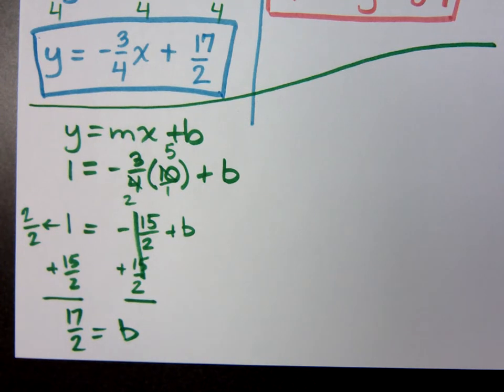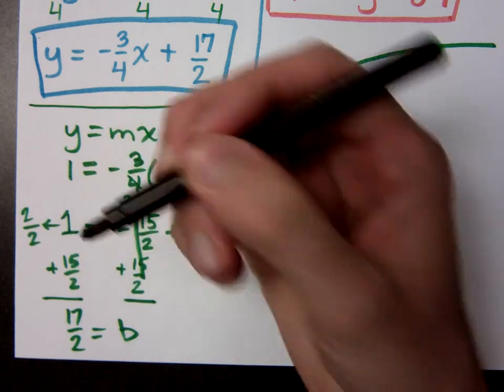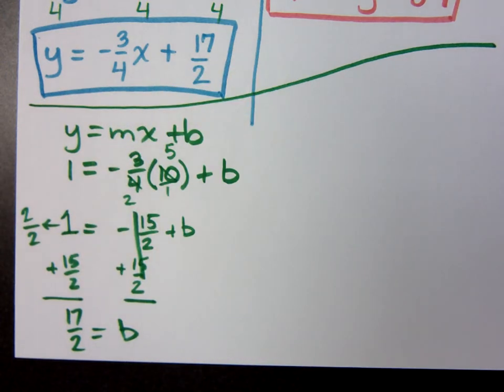Where did 2 over 2 come from? That's what 1 equals when you make that an equivalent fraction with a denominator of 2. This is an exercise in working with fractions, which is not something that we should be slowing down on, because you have that as a prerequisite for this course. So I find that b equals 17 halves.